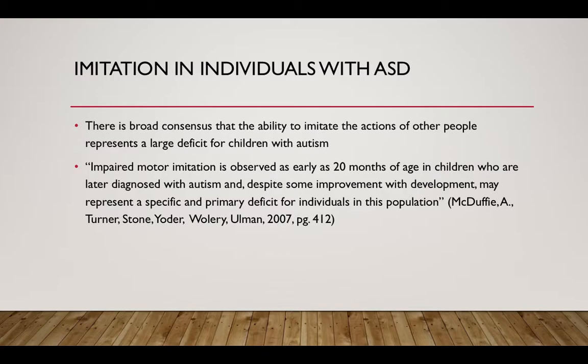In a study performed by McDuffie, Turner, Stone, Yoder, Wallery, and Ullman, impaired motor imitation is observed as early as 20 months of age in children who are later diagnosed with autism and, despite some improvements with development, may represent a specific and primary deficit for individuals in this population. So before the age of 2, parents are able to notice delays in children with ASD that include difficulty in motor imitation of others.